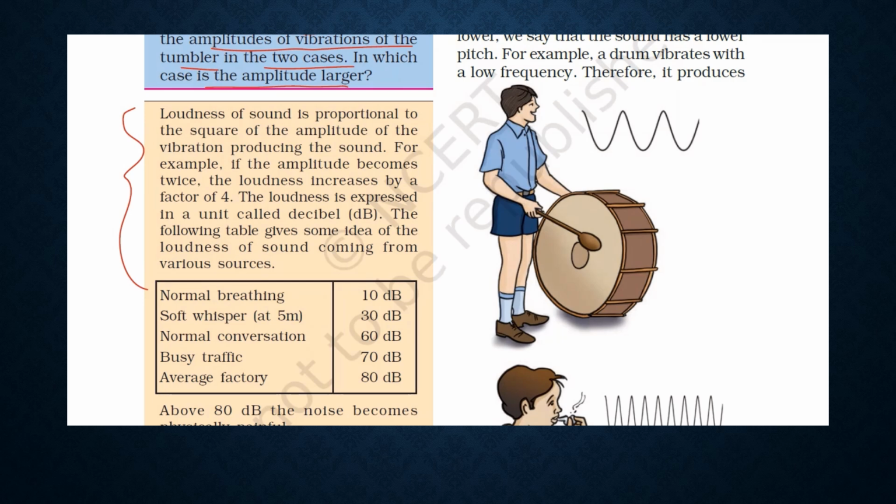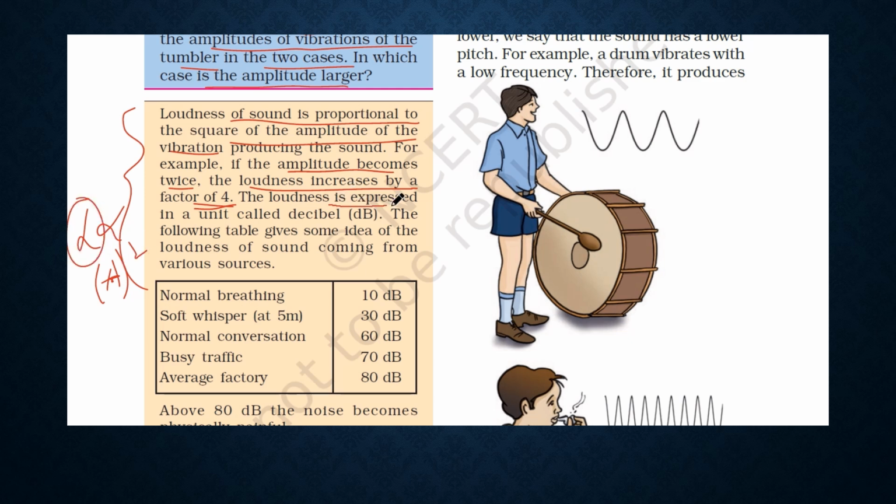This is very important. The loudness of the sound is proportional to the square of the amplitude of vibration. So loudness, if you are taking it as L, is proportional to the square of the amplitude of vibration. Now, if the amplitude becomes twice, the loudness increases by a factor of 4.